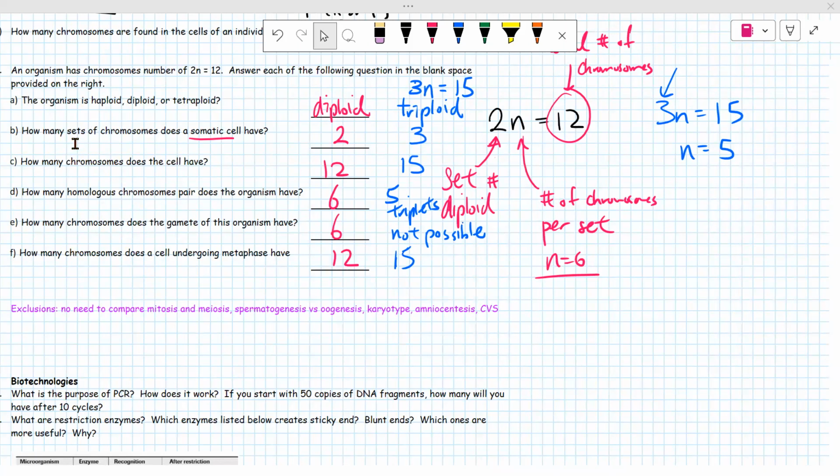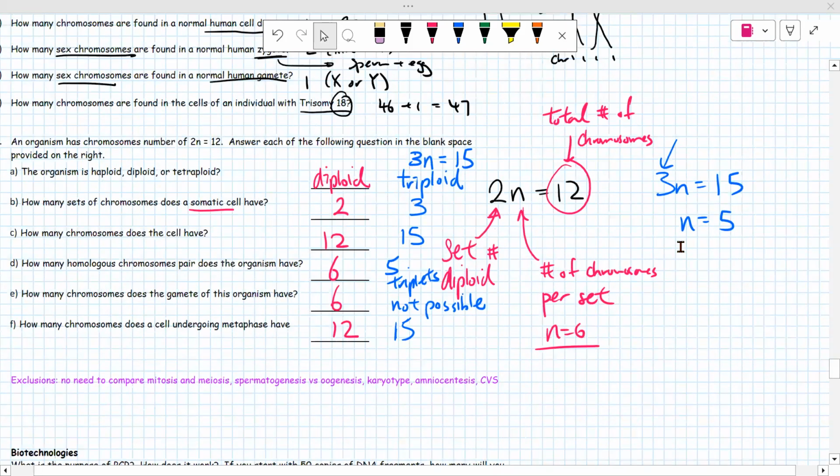B, how many sets of chromosomes does a somatic cell have? It's just the number in front of n. This is the set number. That number tells you how many sets you have.